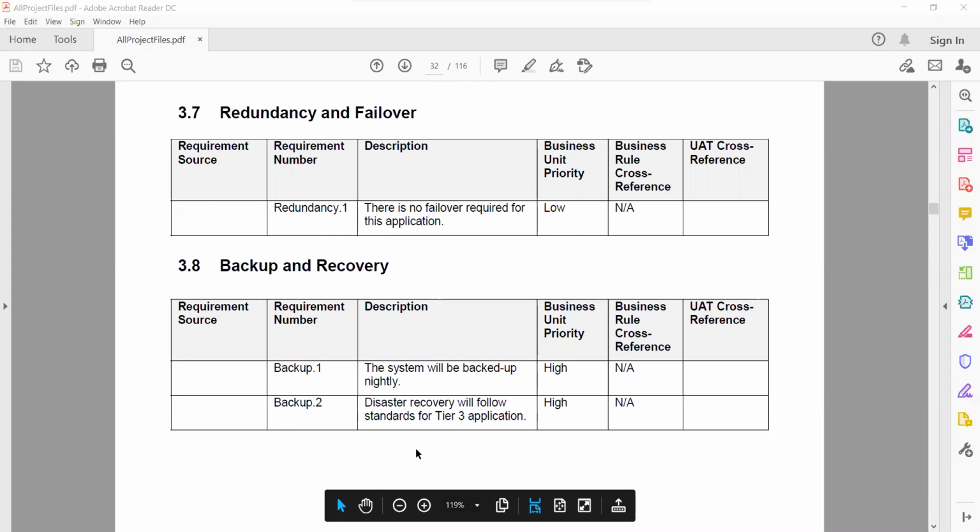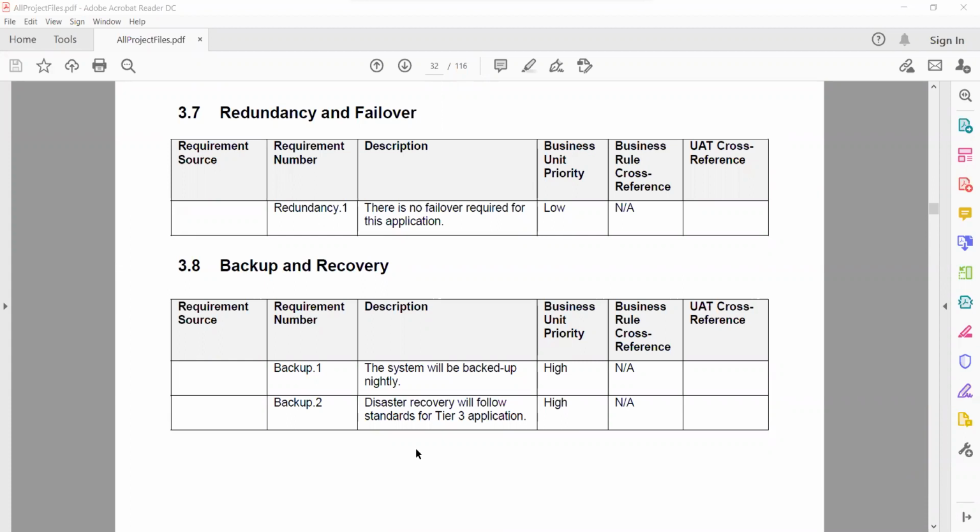Now, one thing as a QA, right? When you look at this type of non-functional requirements, do you really have to test it? Again, that depends on the company. Some of the companies have specialized teams which can do certain types of testing for the non-functional requirements.